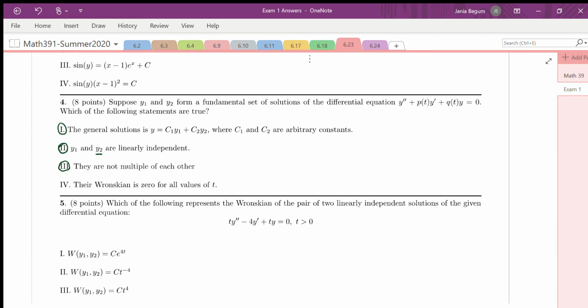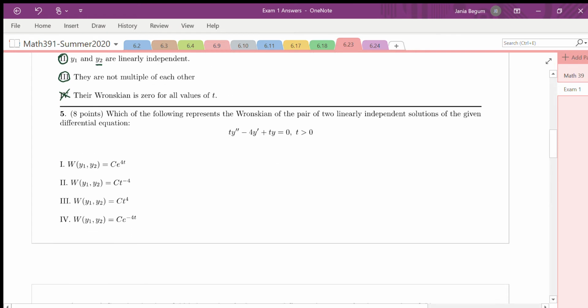Now, what about the fourth statement? Their Wronskian is 0 for all values of t. Now, if they're forming a fundamental set of solutions, that means the Wronskian is never 0. So from that statement, we know 4 is not true. Okay, so the correct choice will be 1, 2, and 3. Okay, and moving on to number 5.